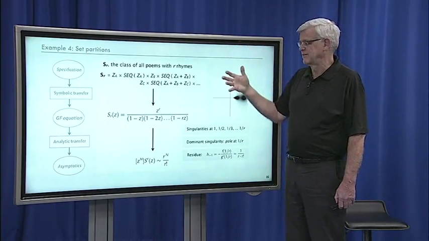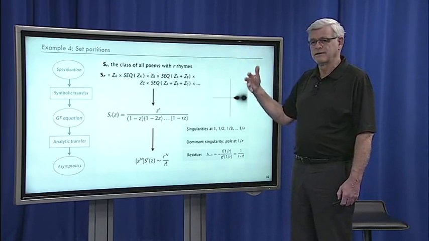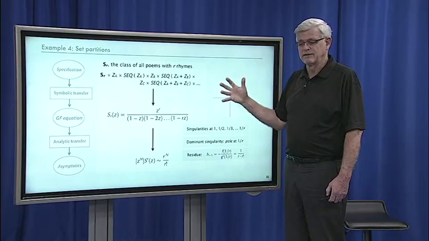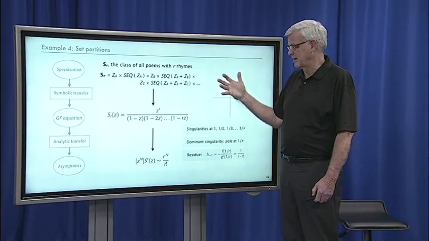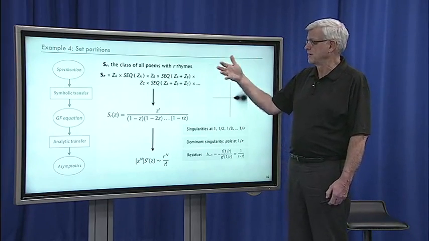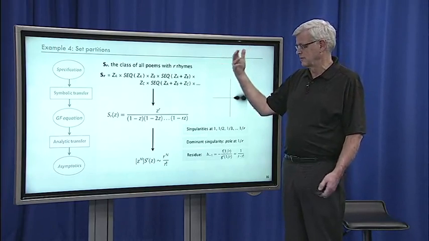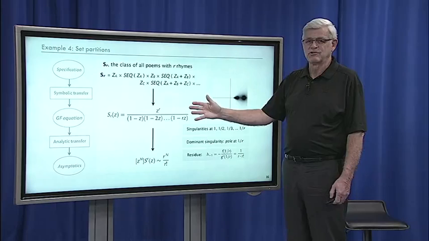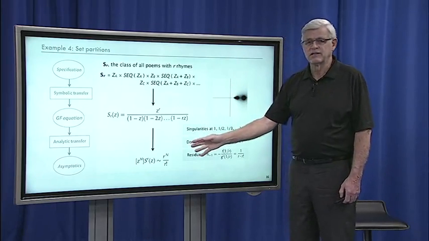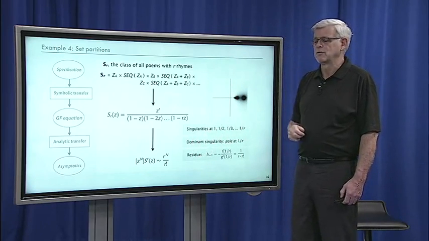4 familiar classes and generalizations that are immediately handled by meromorphic asymptotics, all showing that with analytic combinatorics we can go from a construction immediately to a generating function, immediately to asymptotics of the coefficients.